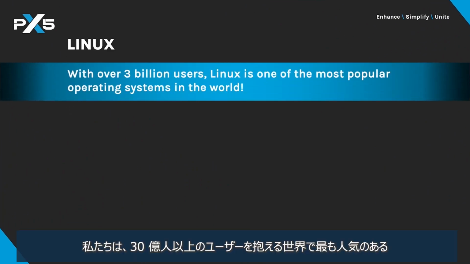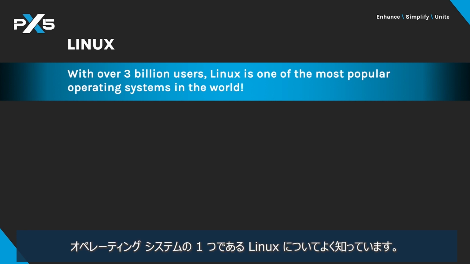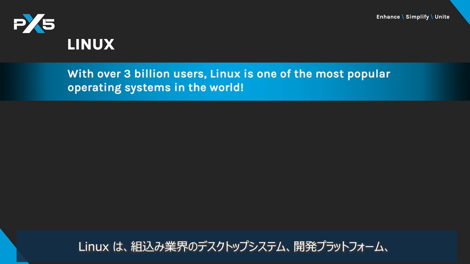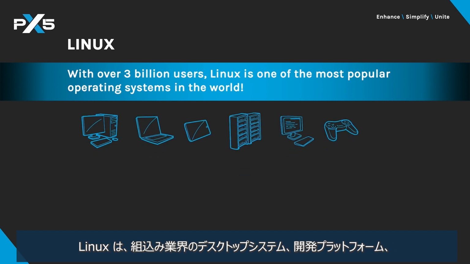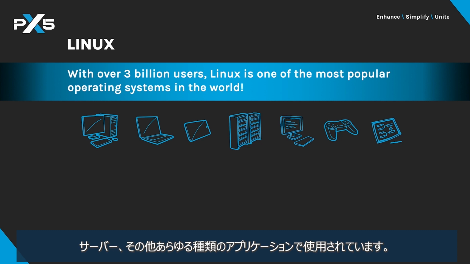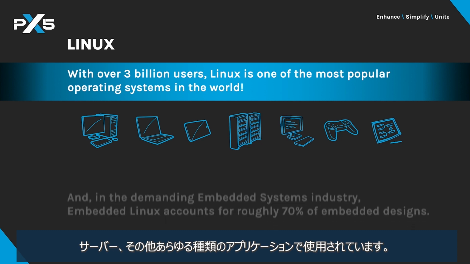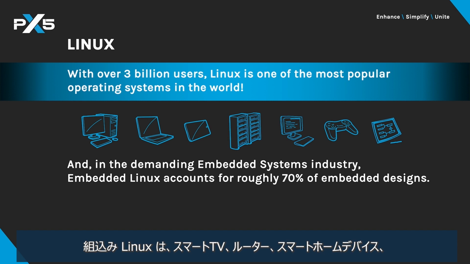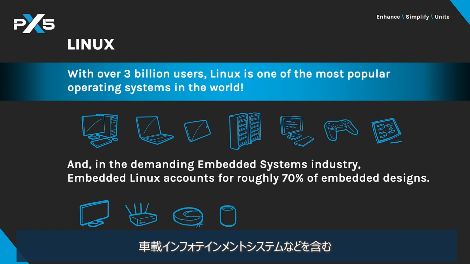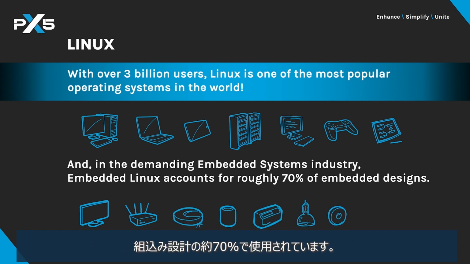We are all familiar with Linux, one of the most popular operating systems in the world, with over 3 billion users. Linux is used in desktop systems, development platforms, servers, and all sorts of other applications. For us in the embedded industry, embedded Linux is used in about 70% of the embedded designs, including smart TVs, routers, smart home devices, automotive infotainment systems, and more.